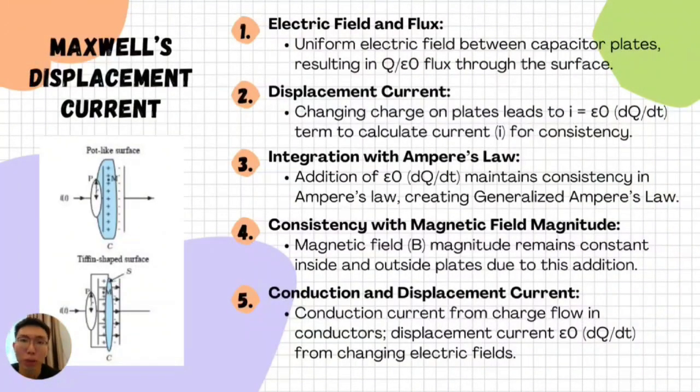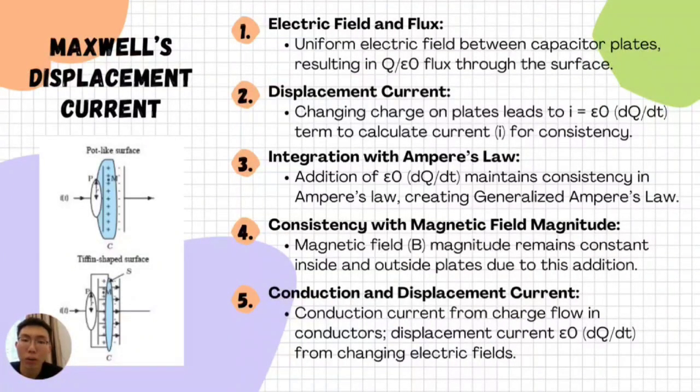Now we are going to look at some of the relationships of Maxwell's displacement current regarding the capacitor plates, as shown in the figure on the left side of the slide. The uniform electric field between the capacitor plates will result in a Q over epsilon naught flux through the surface. The changing charge on the plates will also lead to the current term I equals epsilon naught dΦ/dt, to calculate the current for consistency. Because of the addition of this epsilon naught dΦ/dt term, it will maintain the consistency in Ampere's law, creating the generalized Ampere's law.